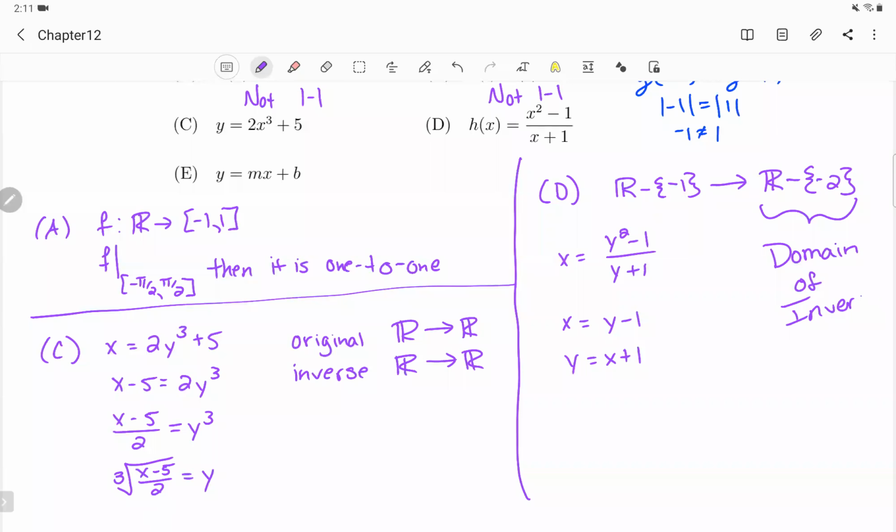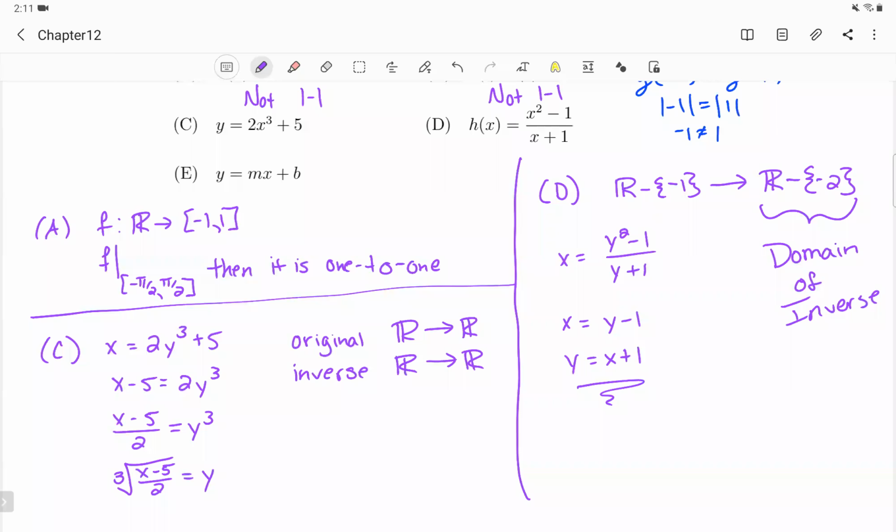Well, if I plug -2 into that inverse function, what would it output? If you plug in -2 here, what would it output? -1, which is what I wasn't allowed. So my domain and range did flip. You see that? Okay. Because I'm not allowed -1 in the original domain.